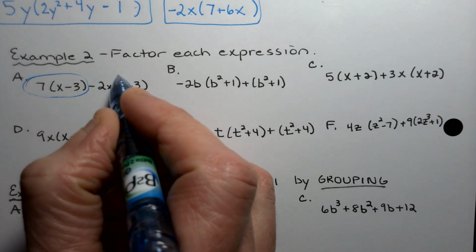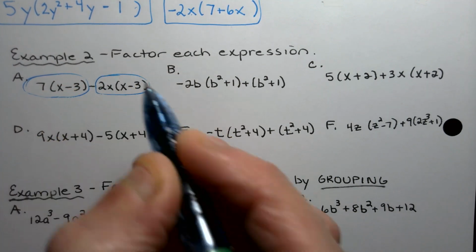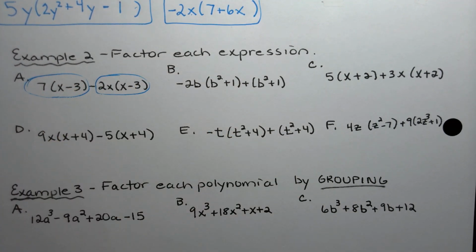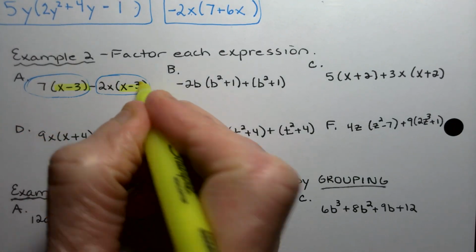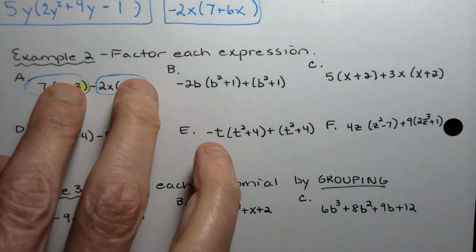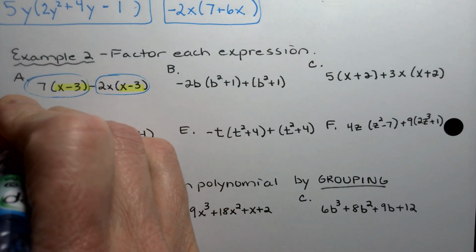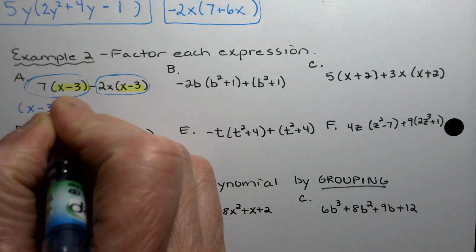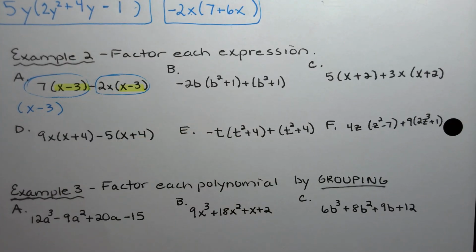So look at this minus that. Because our subtraction is still in the middle. What is the same in both? That. That is your greatest common factor. You can divide that out. So we can take that x minus 3 out of both of those, out front.